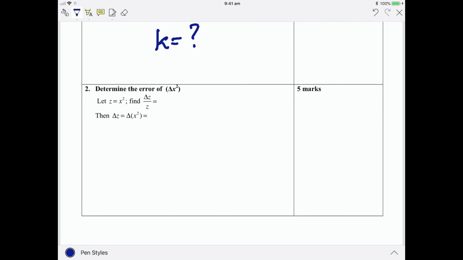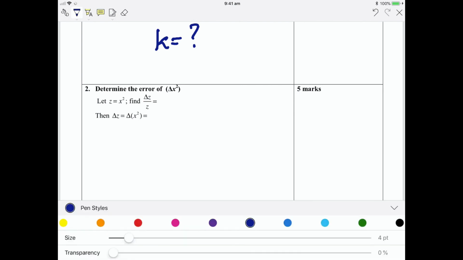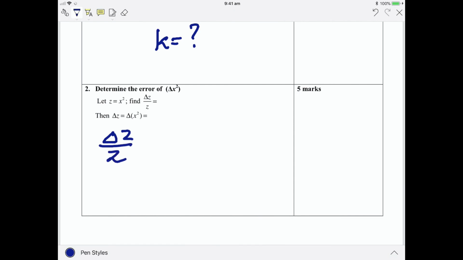Now, this part is a little bit hard, so I will work out what to do. Later, when you're dealing with uncertainty, you measure x, but you need x squared. So how to do it? You first let z equal to x squared. You want to know what delta z over z is. To find it, look at here.